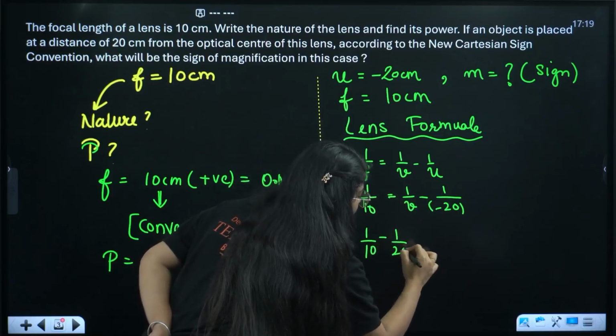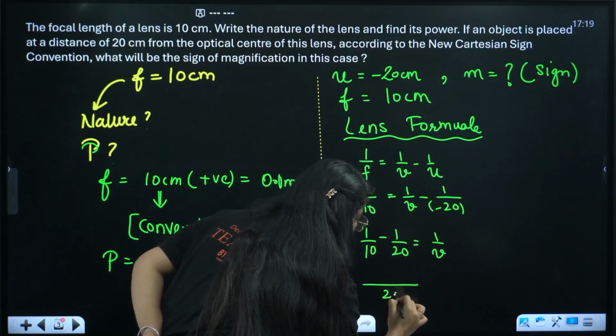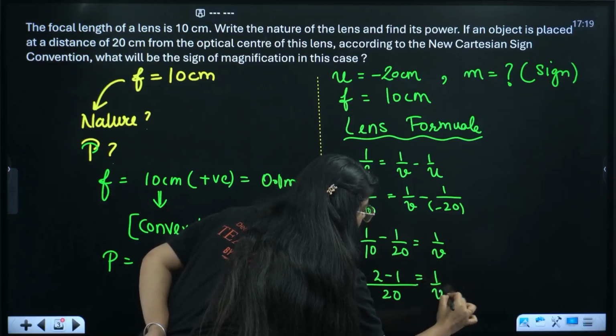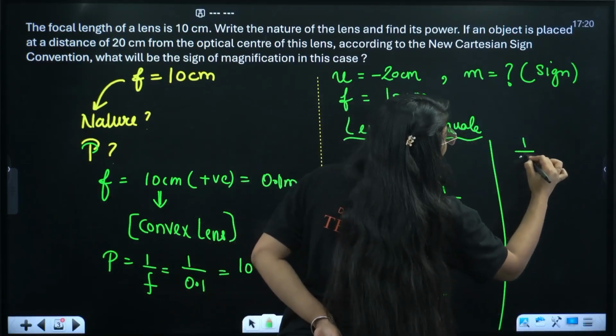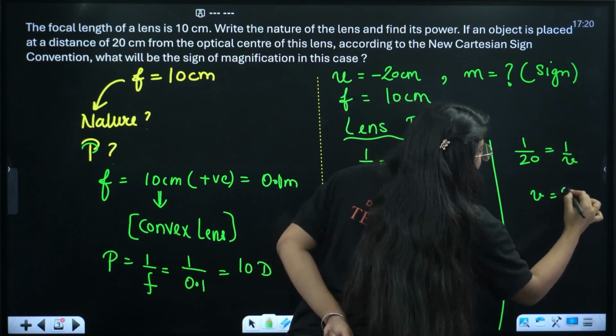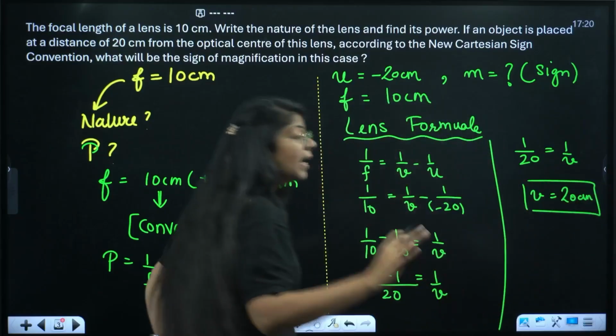1 by 10 minus 1 by 20 equals 1 by v. If I take the LCM, this will be 20. So 2 minus 1 equals 1 by v. So 1 by 20 equals 1 by v. So v is 20 centimeter. Done. Till here, any doubt?